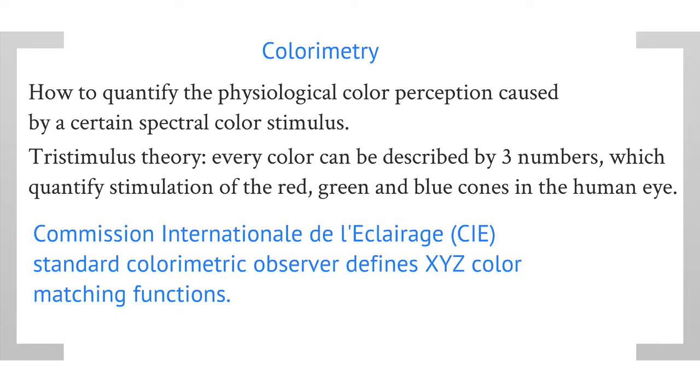People have written books on it because how do you know that when I see red, it is the same as when you see red? We don't know, right? So it's all psychological unless we do some neurological studies, which I think are starting. No one's actually done it quite yet. So how do you quantify physiological color perception caused by certain spectral color stimulus?